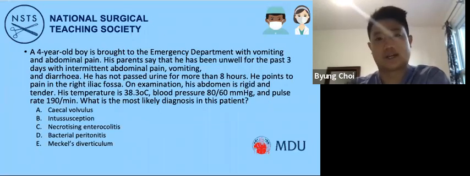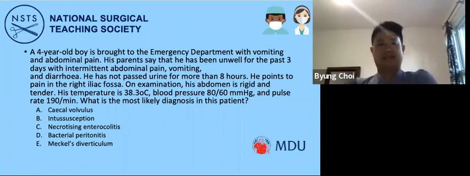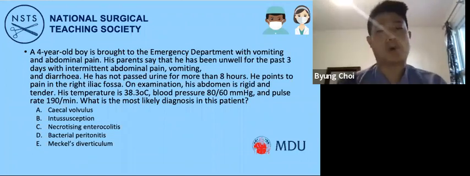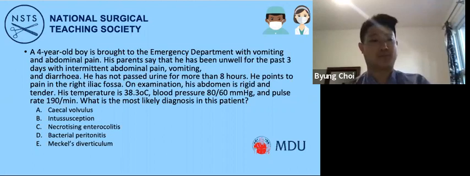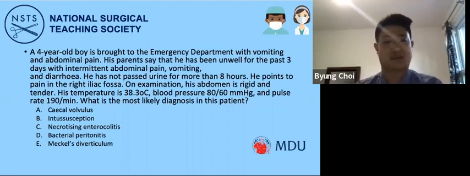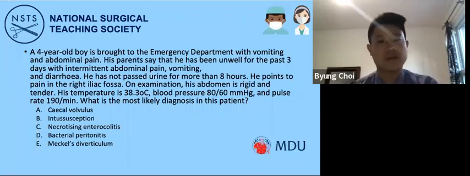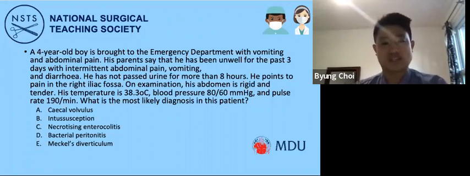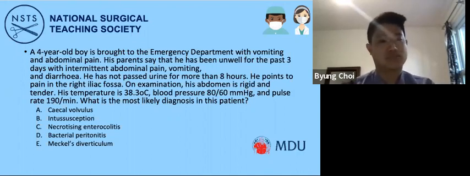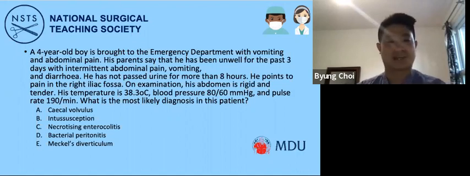All right, let's move on, guys. A 4-year-old boy is brought to the emergency department with vomiting and abdominal pain. His parents say that he's been unwell for the past 3 days with intermittent abdominal pain, vomiting, and diarrhea. He has not passed urine for more than 8 hours. He points to pain in the right iliac fossa. On examination, his abdomen is rigid and tender. His temperature is 38.3, a blood pressure of 80/60, and a pulse rate of 190. What is the most likely diagnosis?